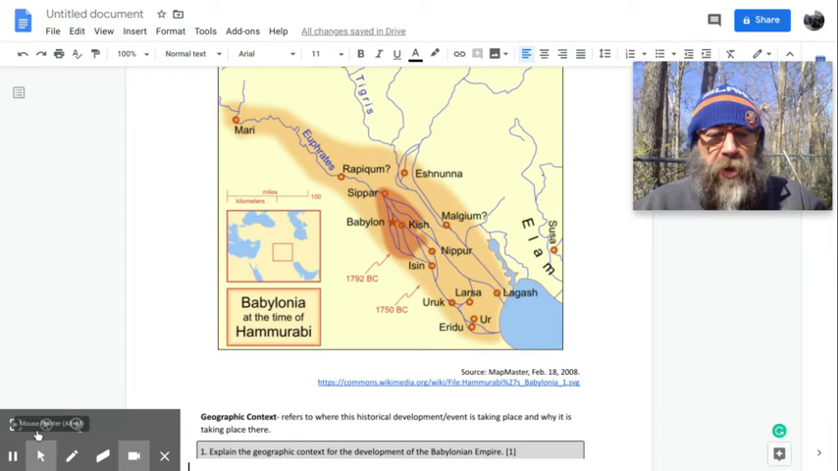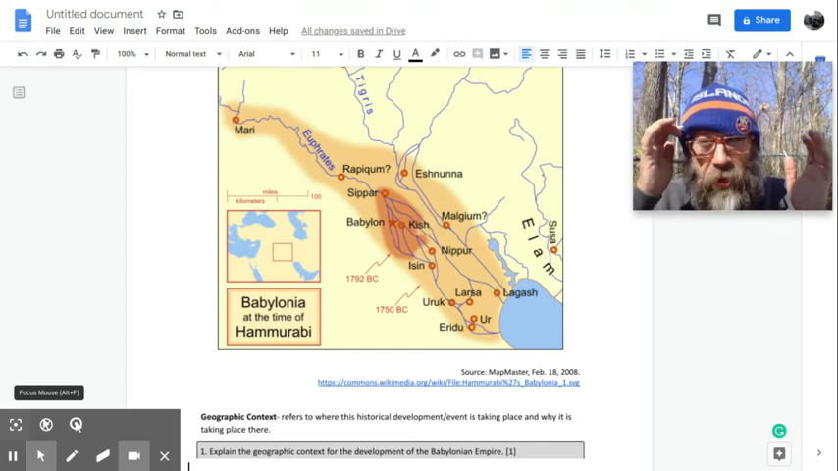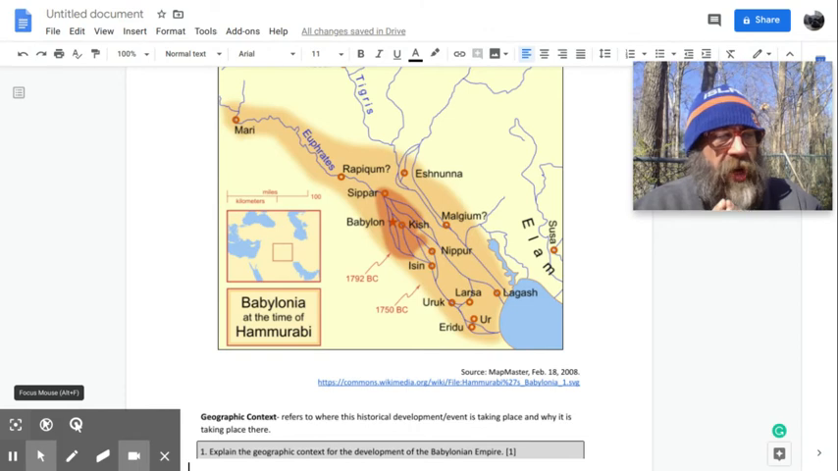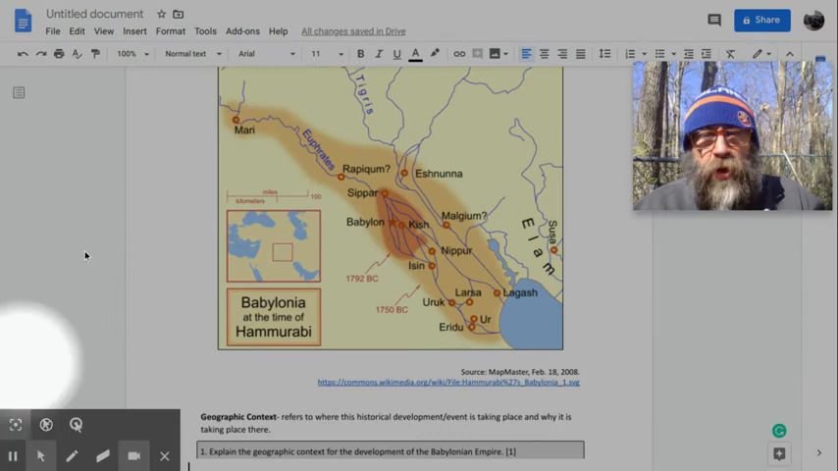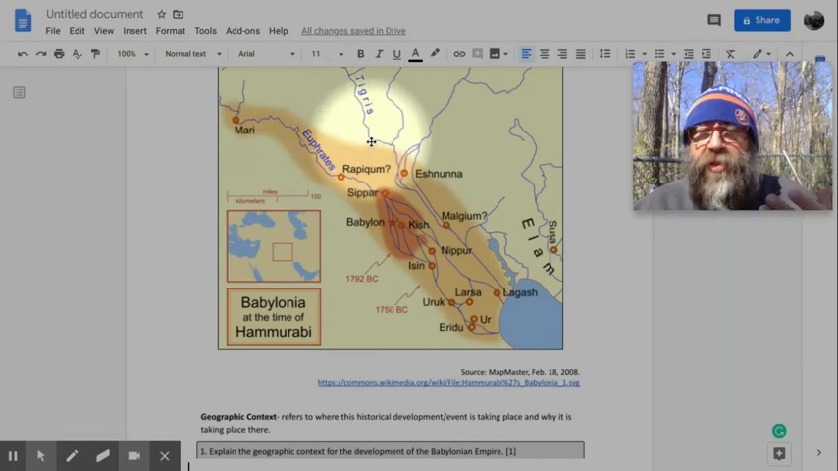So what I want you guys to think about right off the bat, the question says, explain the geographic context for the development of the Babylonian Empire. And if you guys remember, what I said is we just have to decide how the geography affects the historical event. The historical event here is the development of the Babylonian Empire. How did the geography play a role in that? So if we zoom in now on this river and this river, the Tigris and the Euphrates are the names they give us.